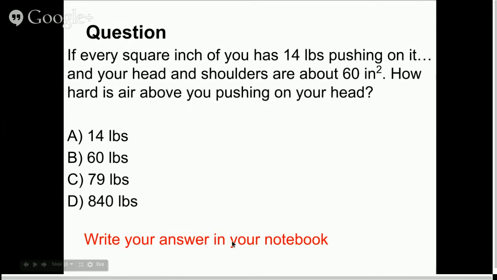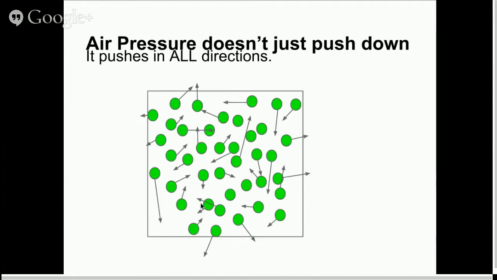All right, for some of you, this may have been a difficult question. It's really just multiplication. 14 times 60 is 840 pounds. Yes, 840 pounds. So you have like a refrigerator sitting on top of your head right now, just in air. You don't feel it because your body's used to it.